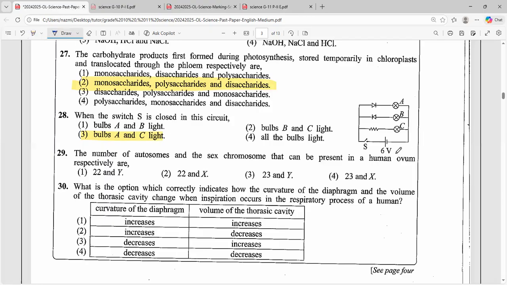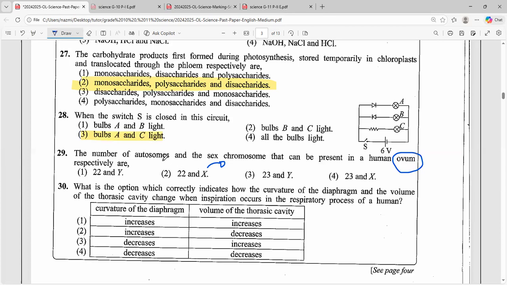Now ovum is what? Haploid or diploid? Haploid, no? It's haploid. Then how many chromosomes will it have? 23, no? 23. Out of 23, one will determine the sex chromosome, that is X, because females are XX, no? Ovum is the female gamete.